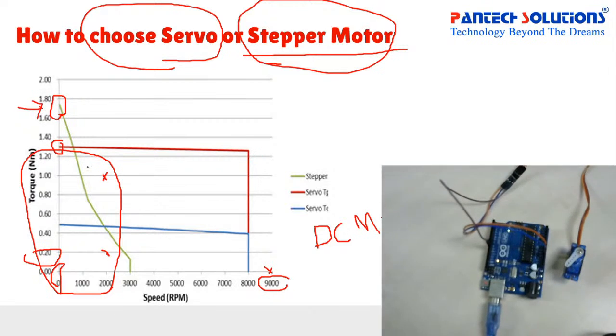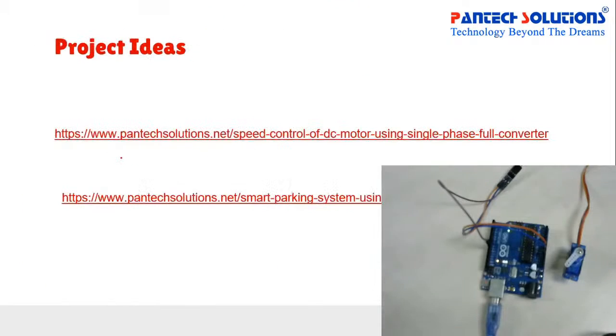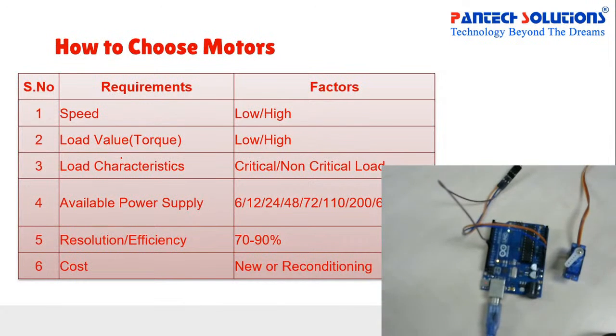Right? So based on this graph we can choose the motor, and while choosing the motor, there are again important topics which we will discuss in detail. What is the speed? The first factor is the speed range. How to choose the speed? What is your load speed, and what is the maximum load value?